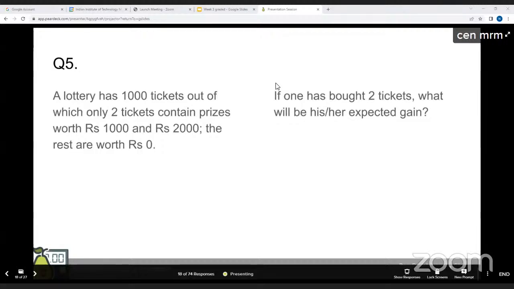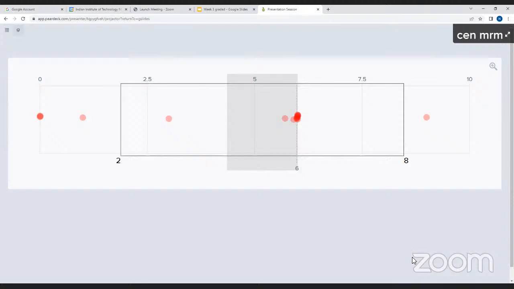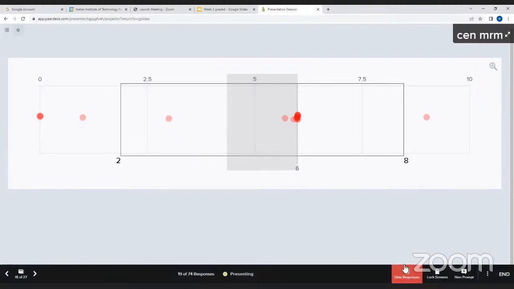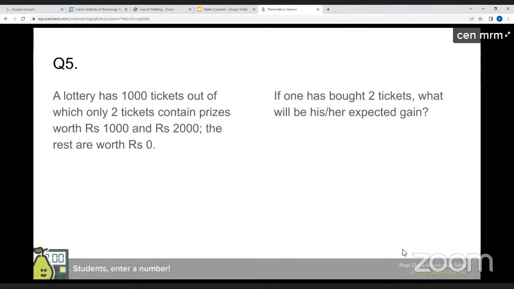Okay, so for this problem, let's see the responses. So many of you have answered 6, and the rest varies a lot. Okay. So the explanation for this problem, like we had already seen what values the worth of the ticket can take when you are buying two.